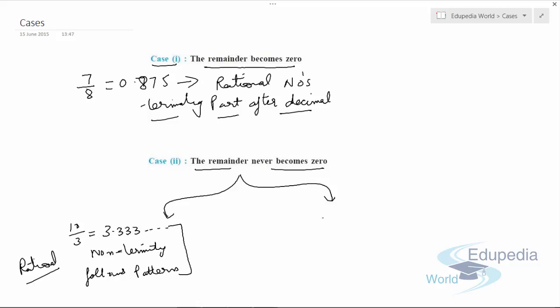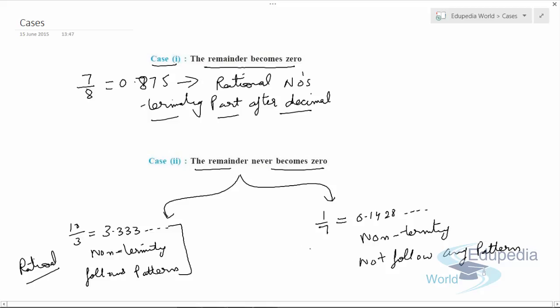Now in another number we did 1 by 7, the answer was 0.1428, and it went on. So in this number we can clearly see that it is non-terminating and does not follow any pattern. So these numbers are known as irrational numbers. Irrational numbers. So let me classify how to identify rational and irrational numbers.